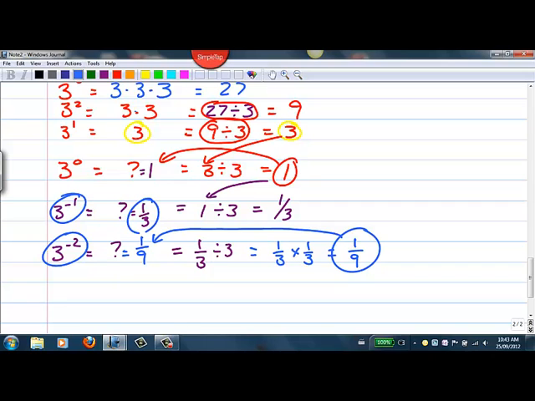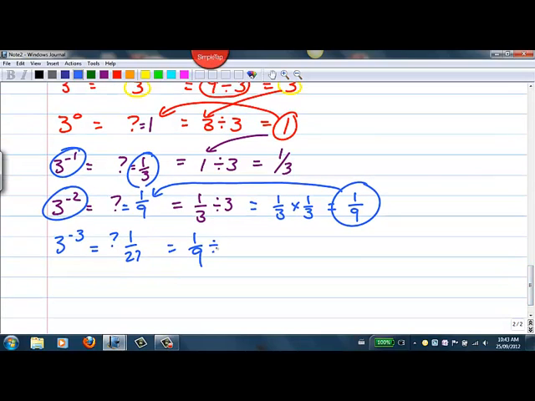So 3 to the negative 1 is 1/3. 3 to the 1 was 3. 3 to the negative 2 is 1/9. 3 to the 2 is 9. If 3 to the negative 3 is related to 3 cubed, then it should be 1/27. And if we check that out, we get the previous number, 1 divided by 9, or 1/9 times 1/3, we get 1/27. So we're making connections here between positive exponents and negative exponents. 3 to the 2 was 9. 3 to the negative 2 was 1/9.